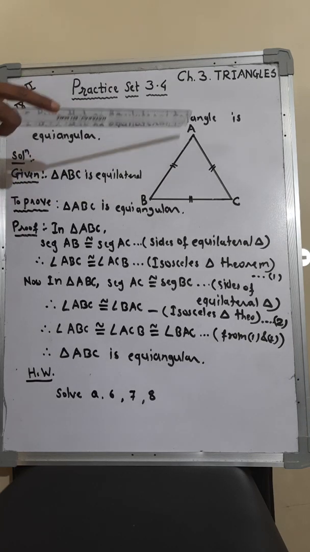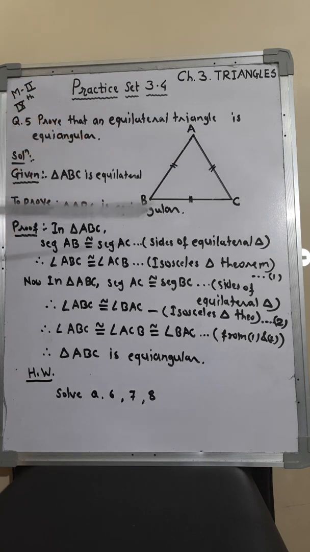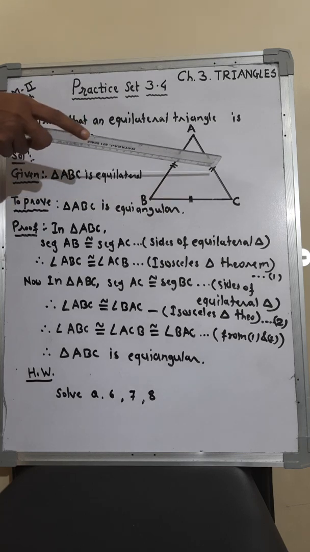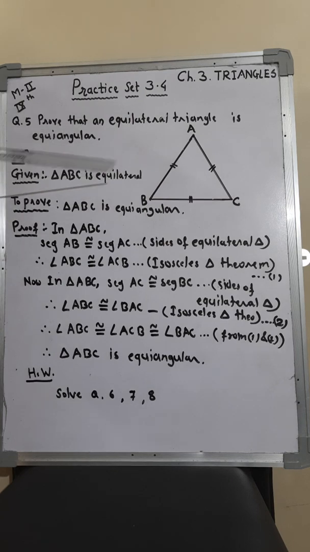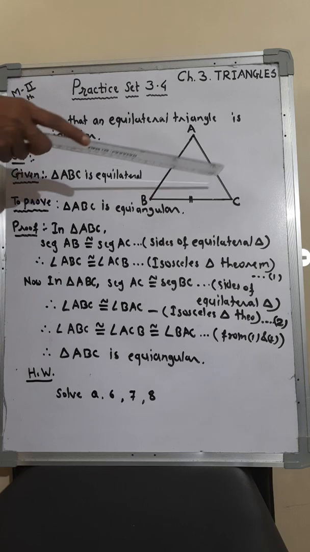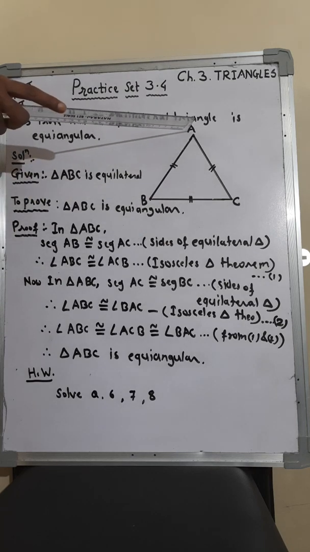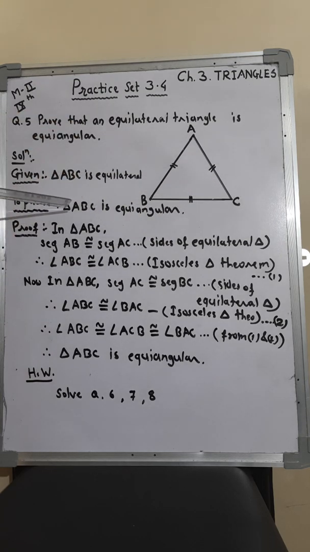So draw the diagram of equilateral triangle. Name it triangle ABC. In this way we have to mark the markings on all three sides. Then first point is given. Triangle ABC is equilateral. This is given for you. You have to prove that triangle ABC is equiangular, means all three angles are of equal measurement. This we have to prove here, means angle A is congruent to angle B is congruent to angle C. Means we have to prove that triangle ABC is equiangular.